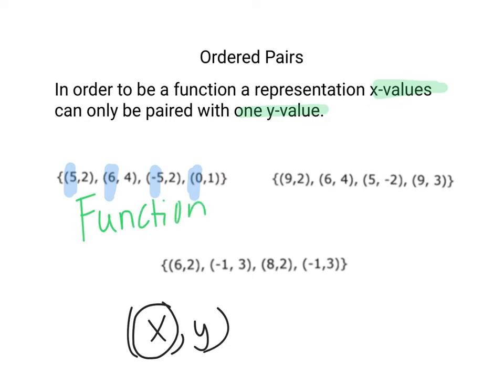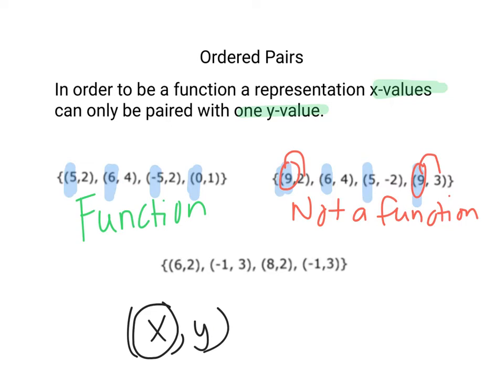Let's look at the next example. Come over here and highlight; remember the x values are the first ones, and I'm looking for any repeating x values. In this case, I do see that 9 is repeating. I do need to check to make sure that it's a different y value. In this case, 9 is with 2, 9 is also with 3, therefore this is not a function because we have a repeating x value with a different y value.